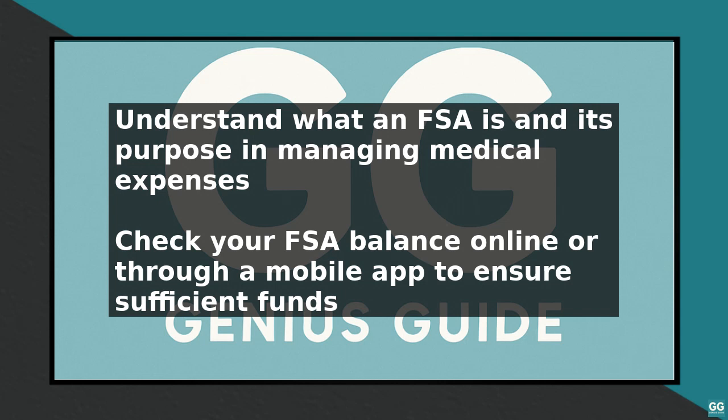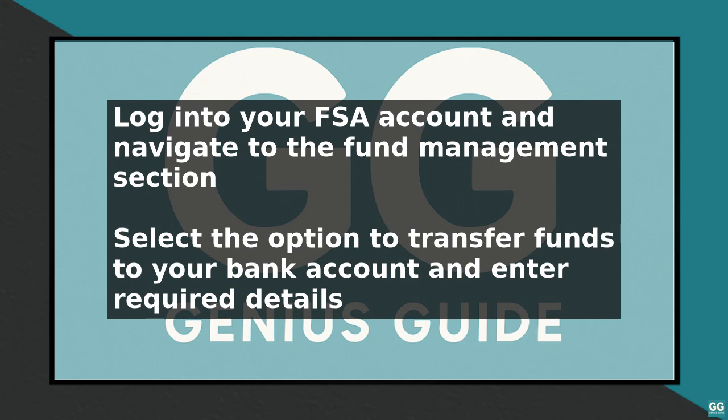You can do this by logging into your FSA account online or through a mobile app if your provider offers one. Once you have confirmed your balance, gather the necessary information, including your bank account details such as the account number and routing number. Next, log into your FSA account and navigate to the section that allows you to manage your funds. This is often labeled as payments, withdrawals, or transfers.